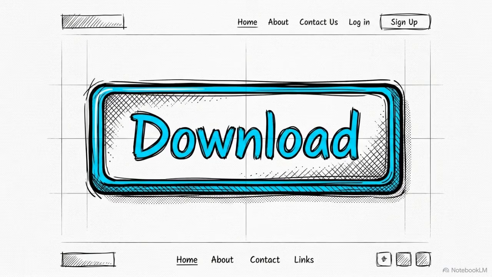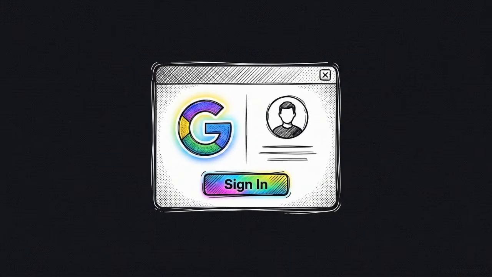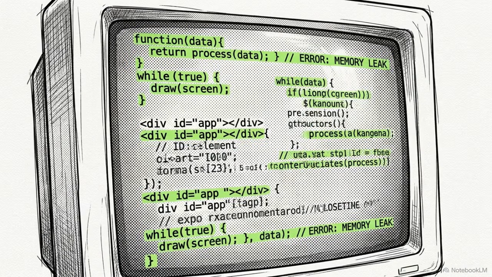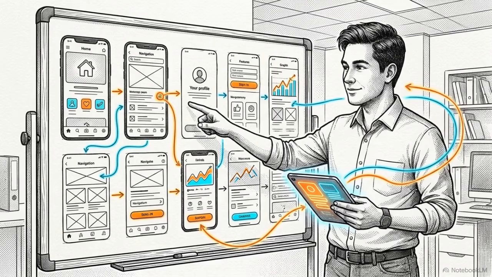Head over to the Google Anti-Gravity site, download the desktop application, and sign in with your Google account. You don't need a computer science degree to do this. You are no longer a programmer trying to remember syntax. You are a product manager giving direct instructions to an AI agent.